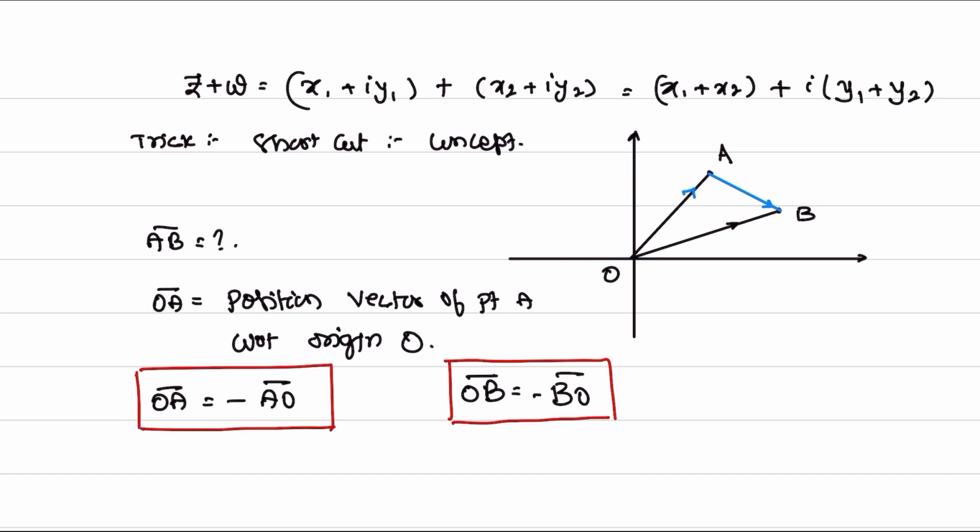And another one, AB is equal to minus BA. You should understand, because the direction of the vectors is, when you interchange the direction of the vector, the sign changes. And when you want the vector AB, it is equal to AO plus OB.